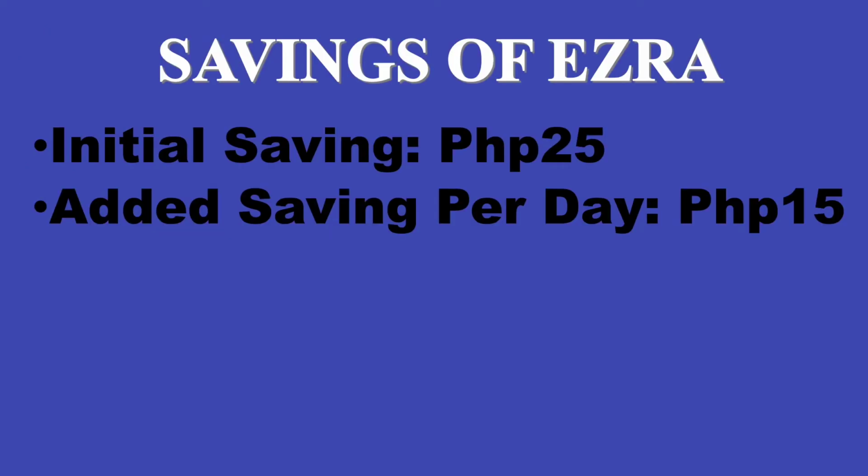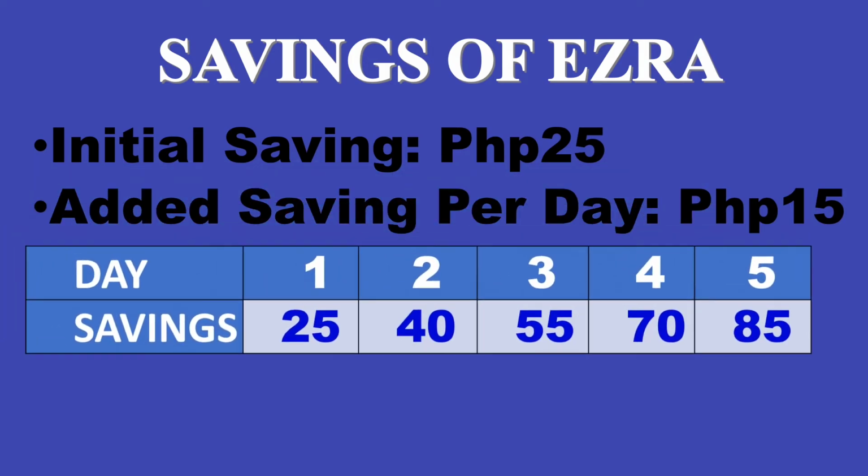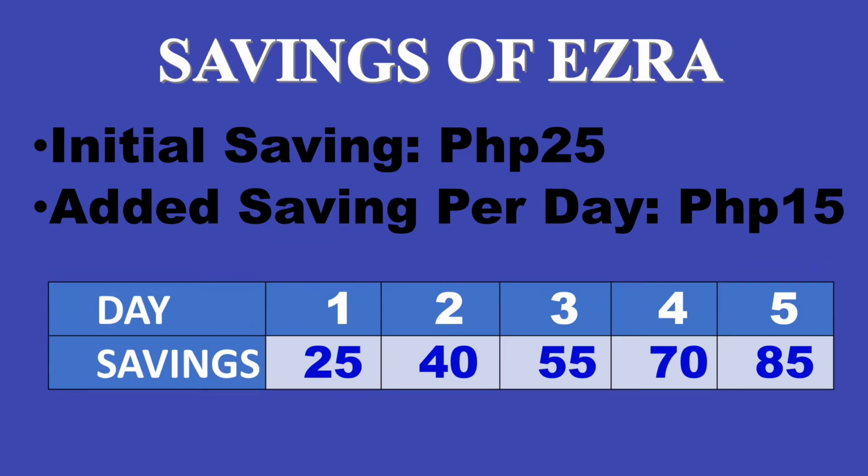Completing the table, the initial saving is 25 pesos. The added saving per day is 15 pesos. In day 1, the savings is 25 pesos. In day 2, 25 plus 15 is 40. In day 3, 40 plus 15 equals 55. In day 4, 55 plus 15 equals 70. And in day 5, 70 plus 15 equals 85 pesos. On the 5th day, Ezra has a savings of 85 pesos.